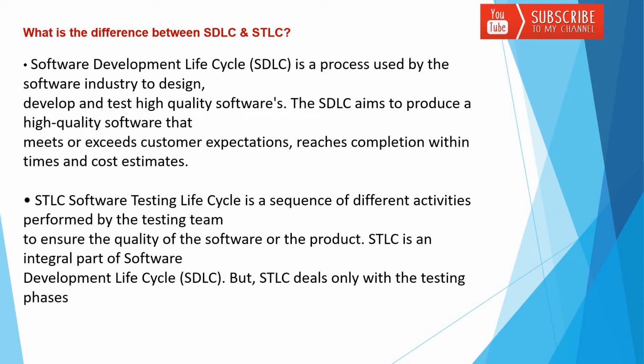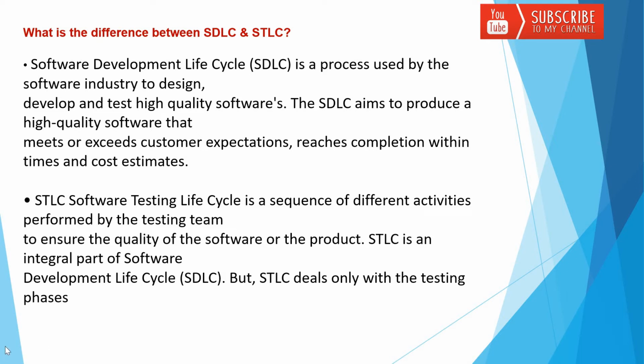SDLC is used by the software industry to design, develop and test high quality software. The SDLC aims to produce high quality software that meets or exceeds customer expectations and is completed within time and cost estimates. STLC, the software testing life cycle, is a sequence of different activities performed by the testing team to ensure the quality of the software or product. STLC is an integral part of the software development life cycle, but it only deals with the testing phases.